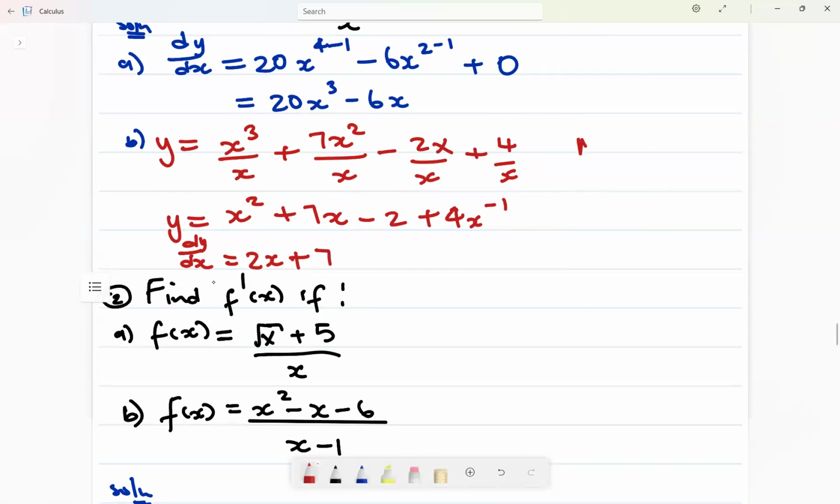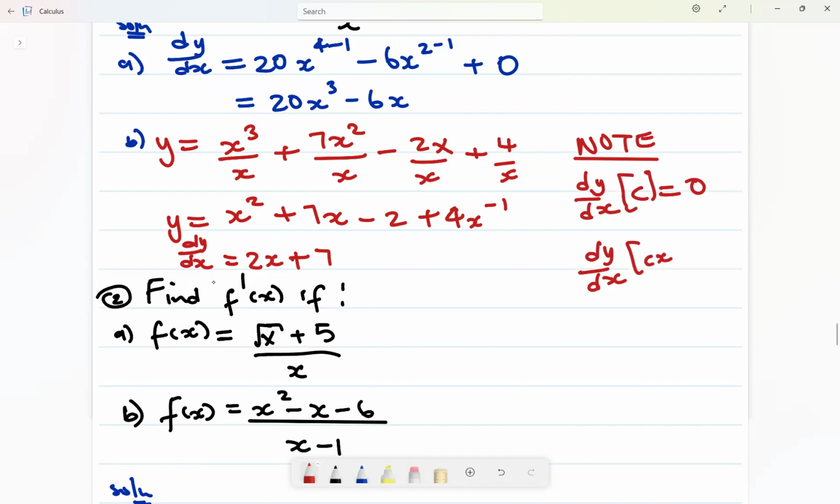Now, note, dy/dx of a constant is 0. But dy/dx of a constant times x is that constant. What do I mean? If I have dy/dx of 5, it is 0. But if I have dy/dx of 5x, it is 5.